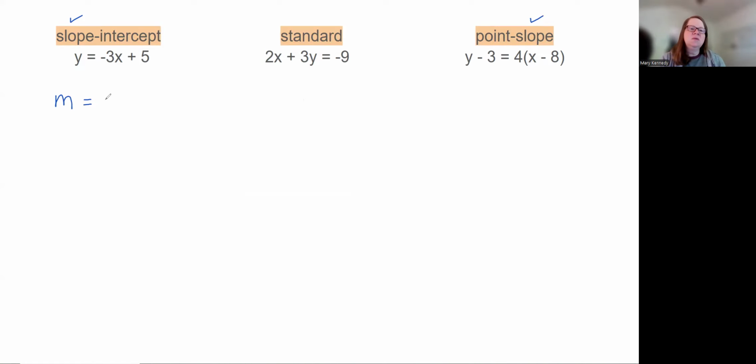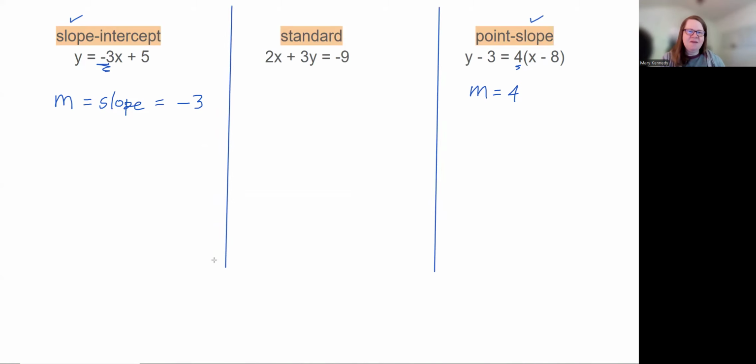And so m equals the slope, and the number in front of x here is -3. So you don't have to think too hard about that one. On the last one, m equals the slope, which is 4. It's the number in front of x. So those are awesome, right? Those are super straightforward once you know that that's how it works. And then there's standard form, which is not straightforward and doesn't show us the slope right off the bat. So we're going to have to actually do some solving here.